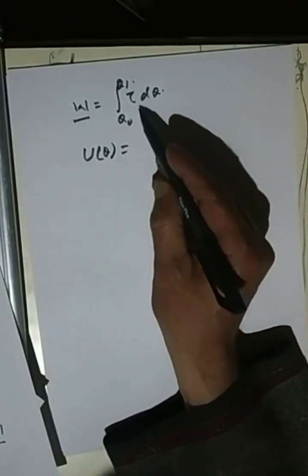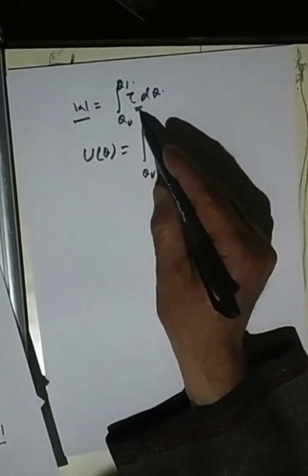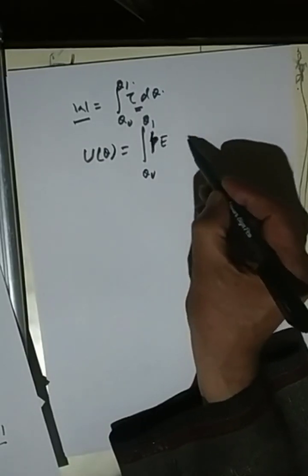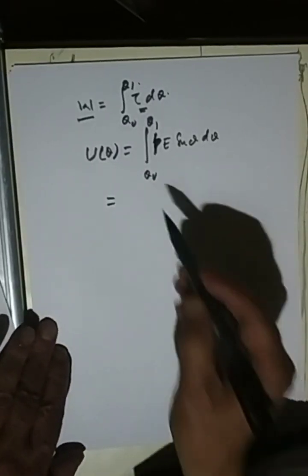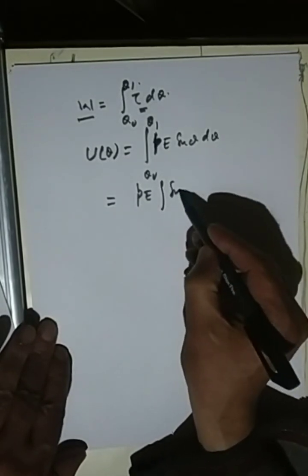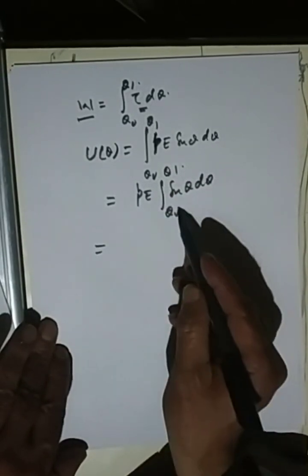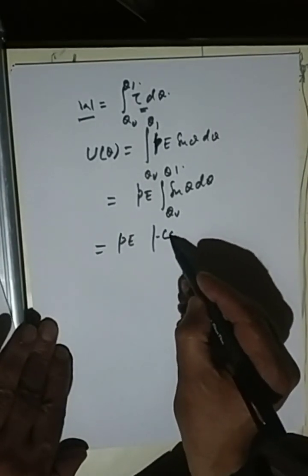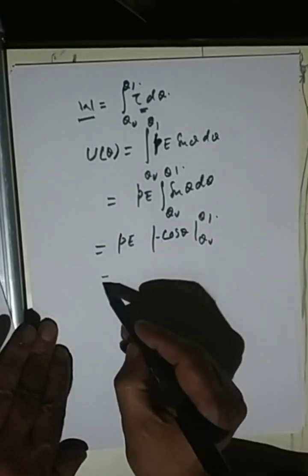Now we will substitute the value of tau. So between theta 0 and theta 1, the torque is PE sin theta d theta. Now P is constant and E is constant, so they can be taken outside this integral. Then we are left with the integral of sin theta d theta from theta 0 to theta 1. Now the integration of sin theta is minus cos theta between the limits theta 0 to theta 1. Taking this minus out, it will be minus PE.